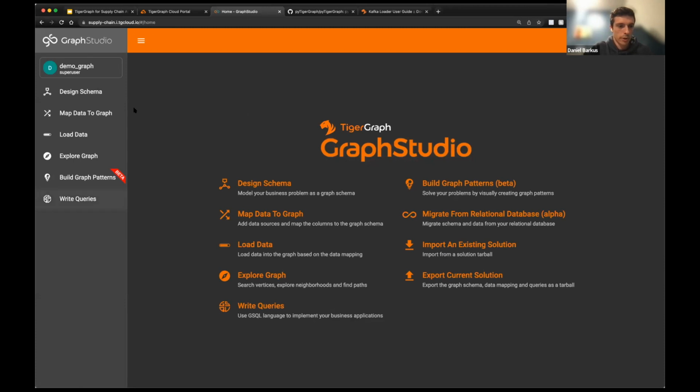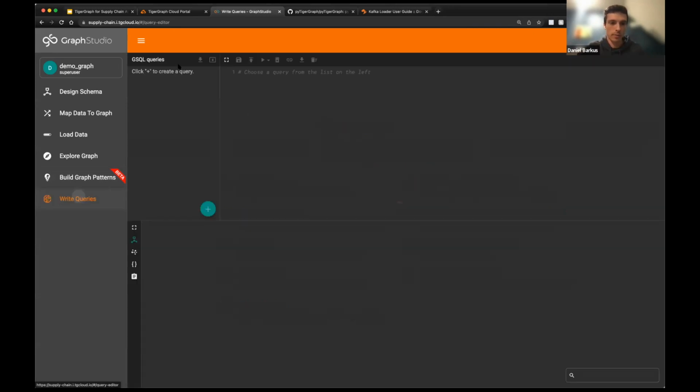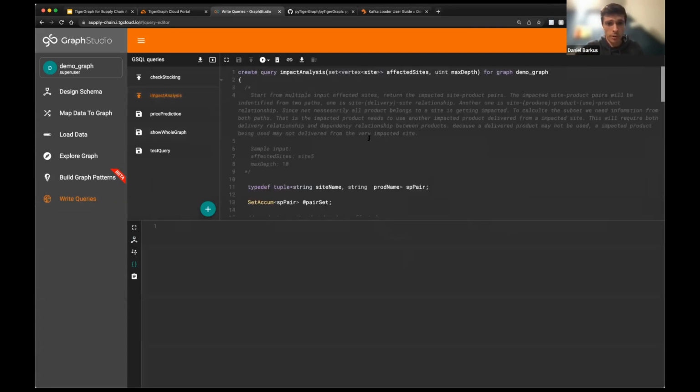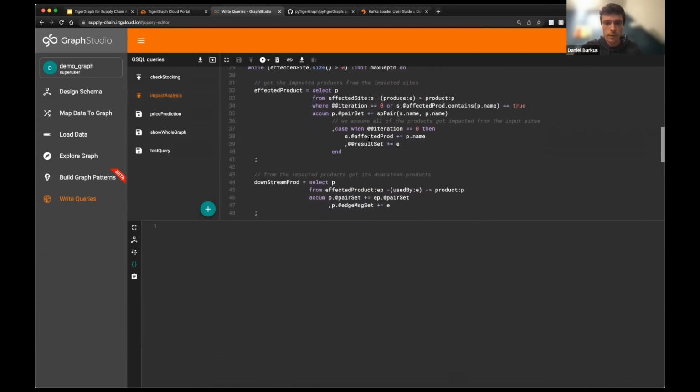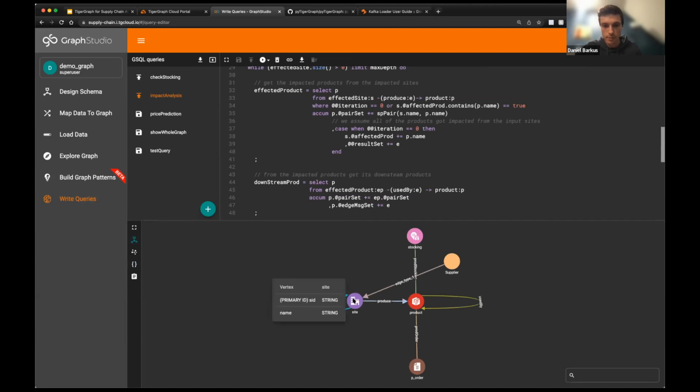Build graph patterns is essentially a way of writing queries without having to actually write queries. I'll walk through really quickly, I know we're over time, what a query traversal looks like. Here is one of our graph select statements. What we are saying is go from a site that we're calling affected site, traverse through an edge called produce, and end up on a product. If we look at our graph schema here, that's essentially describing going from site to this produce edge to a product.